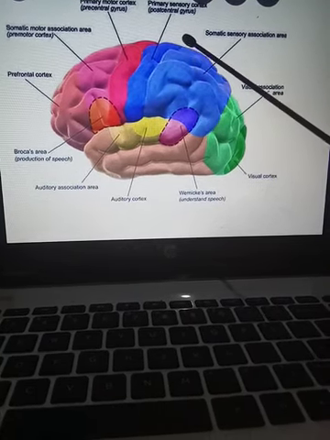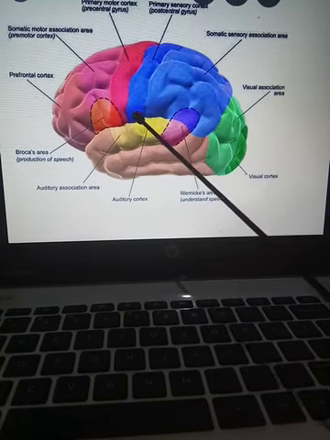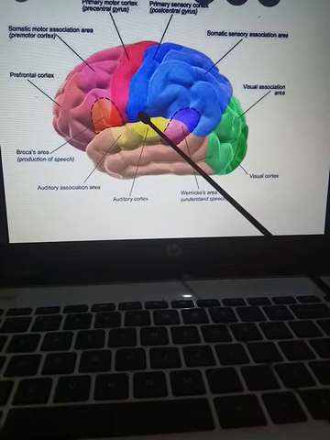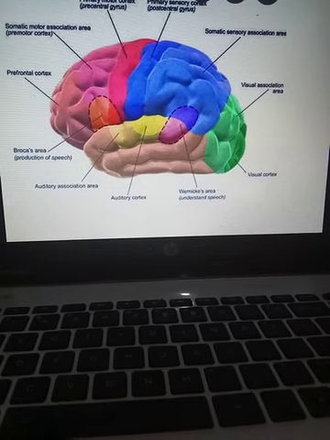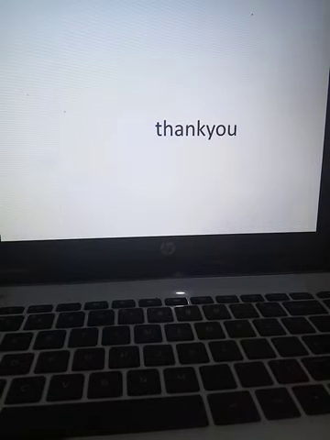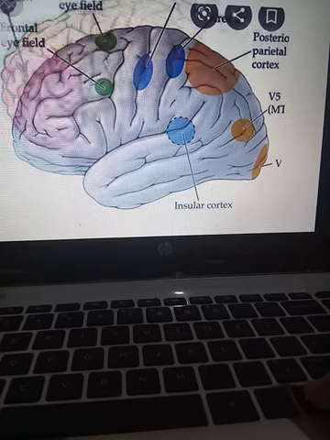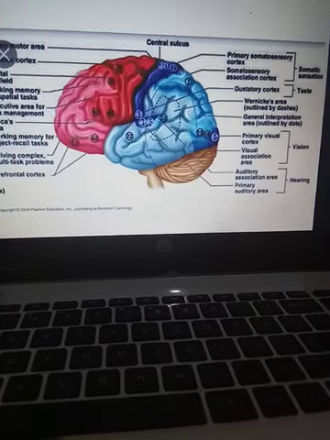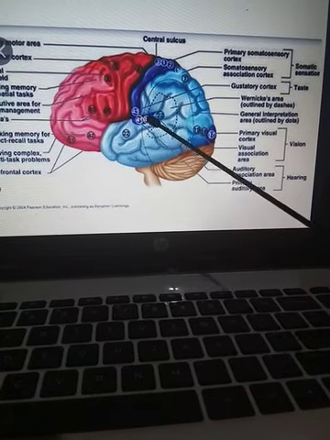Then comes your secondary sensory cortex. The secondary sensory cortex is present just beneath the primary sensory cortex. I will show in the next pic. This is the secondary sensory cortex.